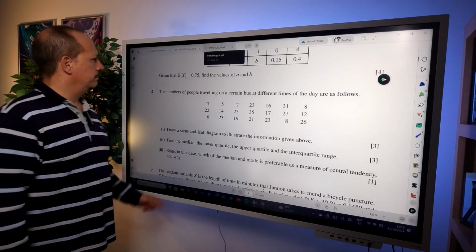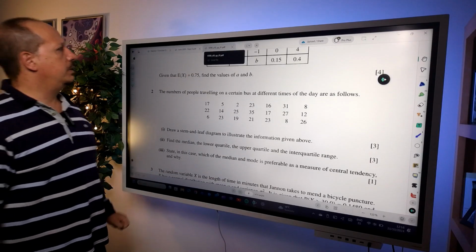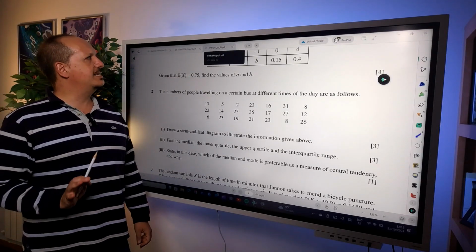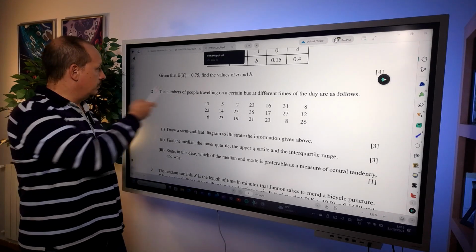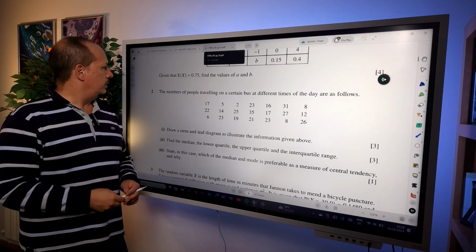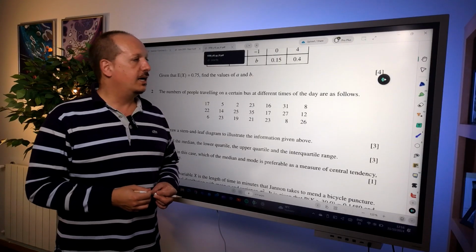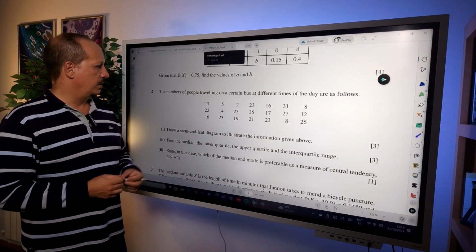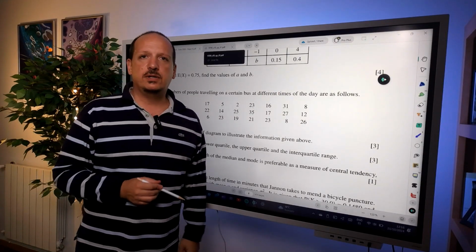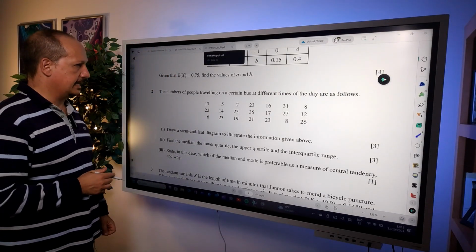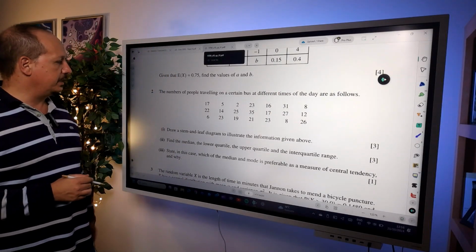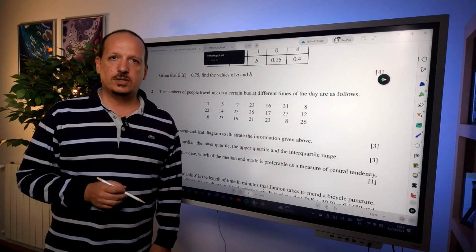Let's look at another one. This one is from spring 2010, question paper 61. We're looking at question 2. The numbers of people traveling on a certain bus at different times of the day are as follows. And here you have a bunch of information about that. You have to draw a stem and leaf diagram to illustrate the information given above.